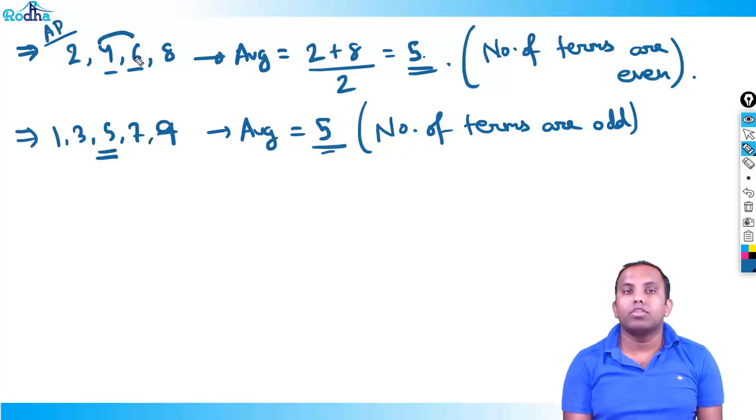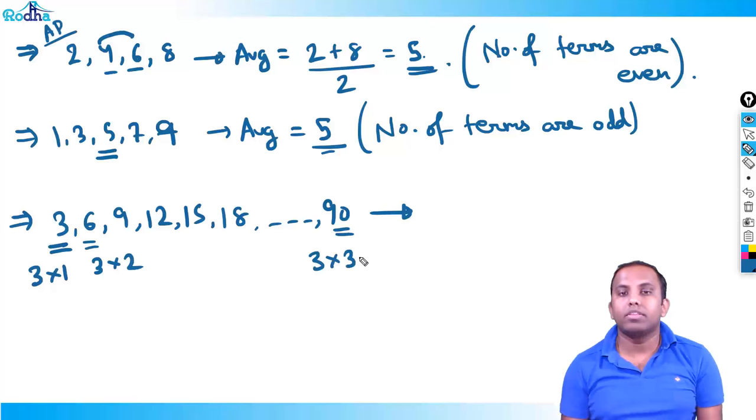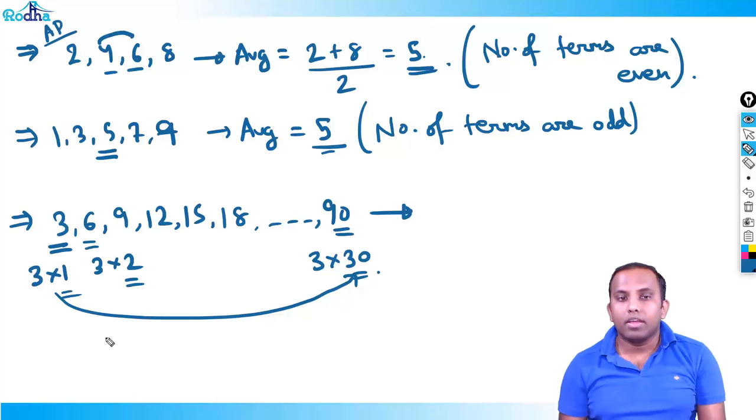In the last slide, we did 3, 6, 9, 12, 15, 18 till 90. Their average is the average of the two middle terms, right? So this is 3 into 1, this is 3 into 2, and this is 3 into 30. So 1, 2, up to 30, there are 30 terms here. So what is the middle term? You can sense it.